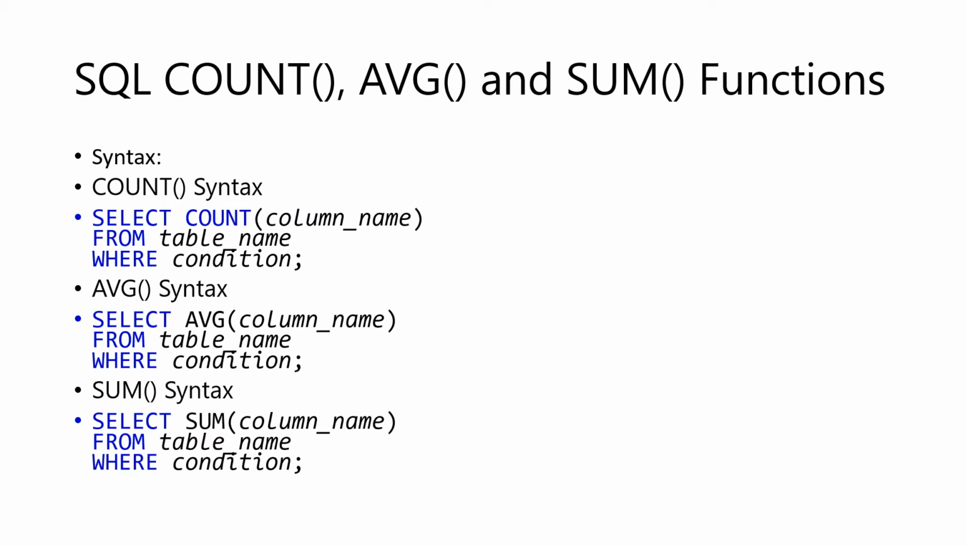Some more functions. The SQL COUNT function will return the number of records present in your result set. AVG is used to get the average of a specified column, and SUM will be used to get the summation of all values of a specified column. Make sure to practice these functions as much as possible to get a grip on them.